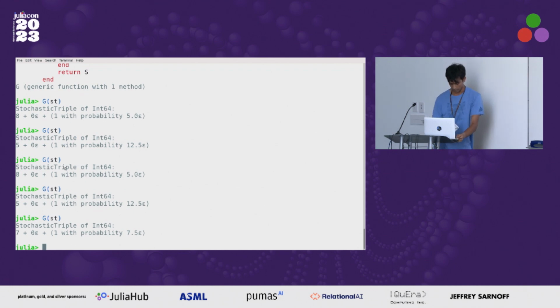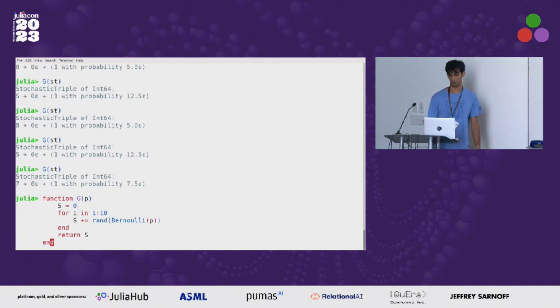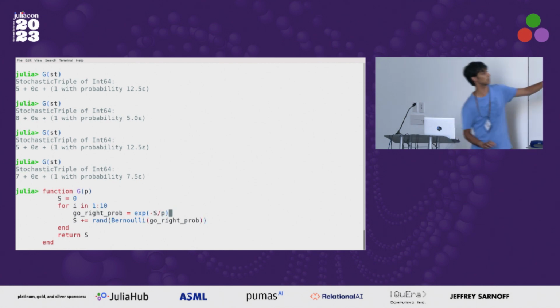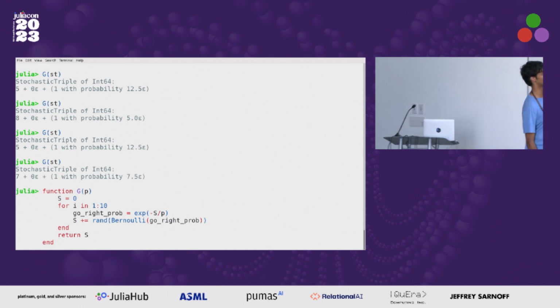Okay, now how could we make this program a little more interesting? We could make an inhomogeneous random walk, where your transition probability depends on where you are. So let's do something like that. Maybe we can do something like this. Does this make sense? This should be a reasonable random walk, right?